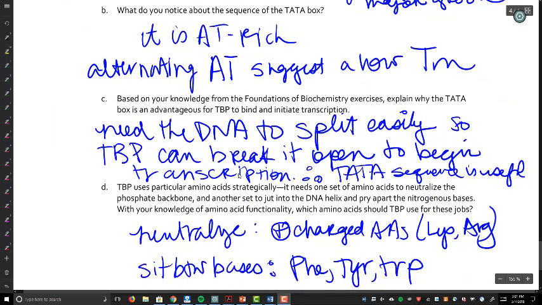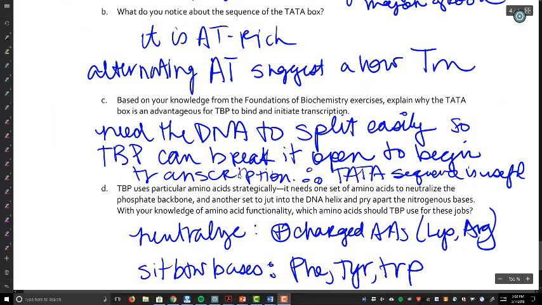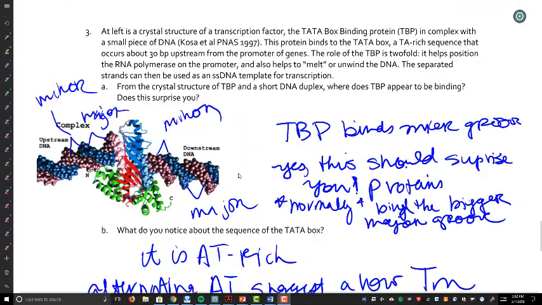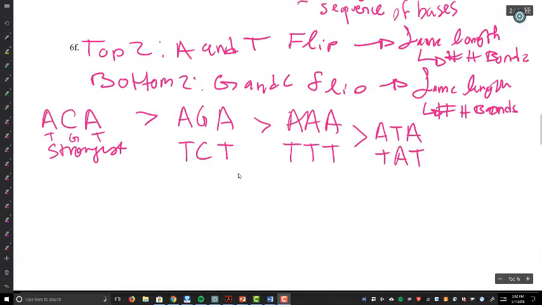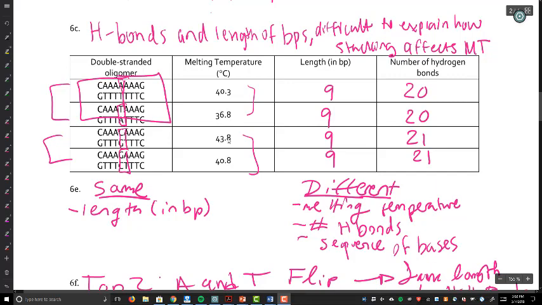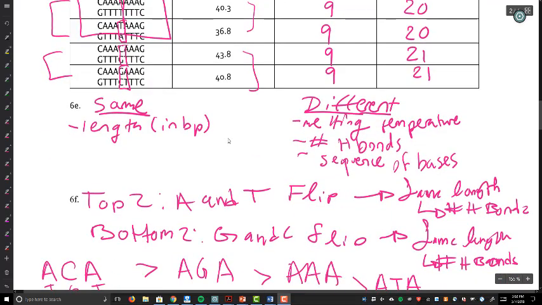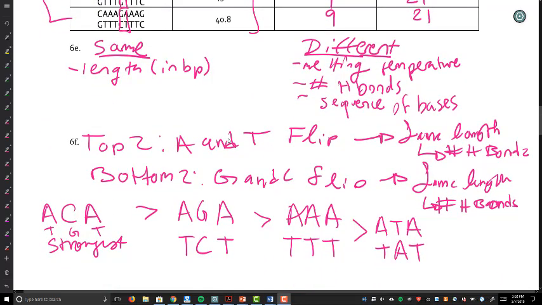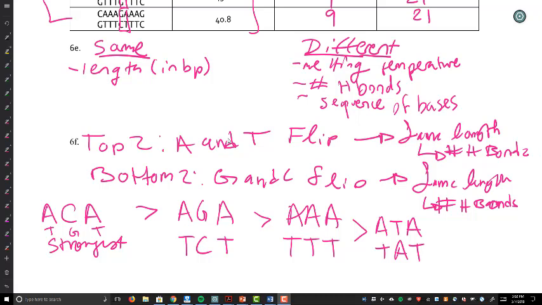So why is this important? Well, if we looked back at our exercise where we ranked the relative stability of the base stacking interactions between DNA base pairs, the sequences that had A's and T's were weakest, and that had partially to do with the base stacking and partially to do with the number of hydrogen bonds.